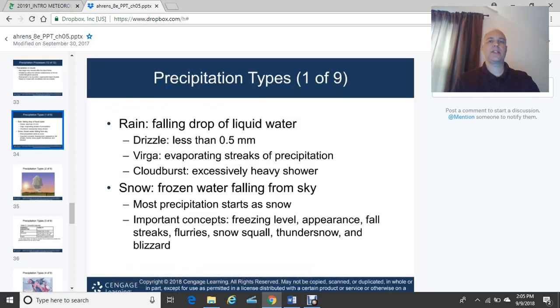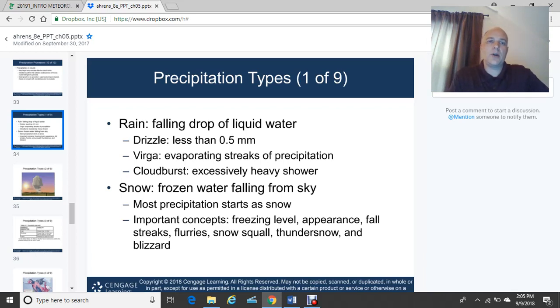All right, so precipitation types is next. Let's start with rain, then we'll move into snow and some other types. Rain is basically falling drops of liquid water. Now, the difference between raindrops and drizzle: drizzle has diameters of less than 0.5 millimeters, so very tiny. You ever notice on a foggy day how you see that mist just kind of floating? That's more of a drizzle. Very small, tiny droplets, less than 0.5 millimeter in diameter.